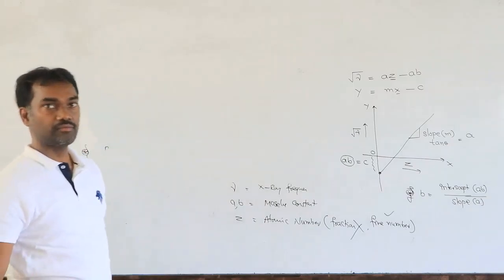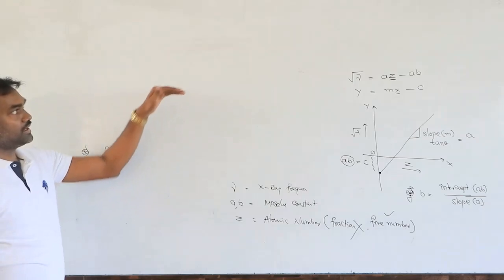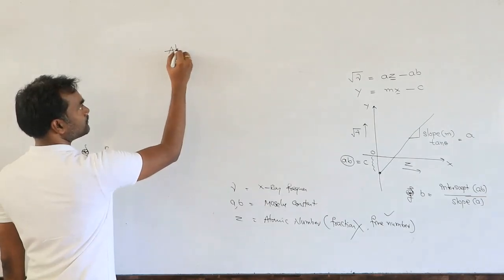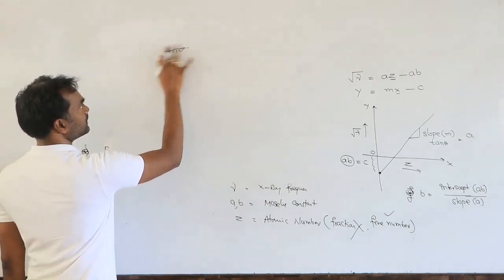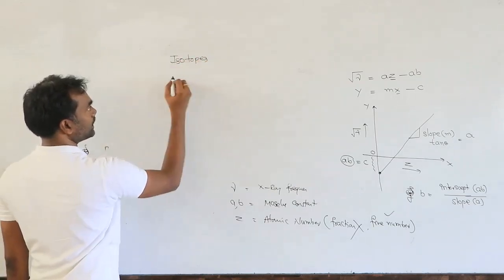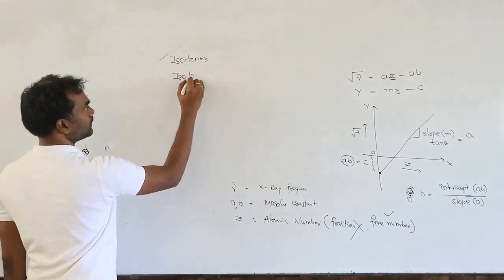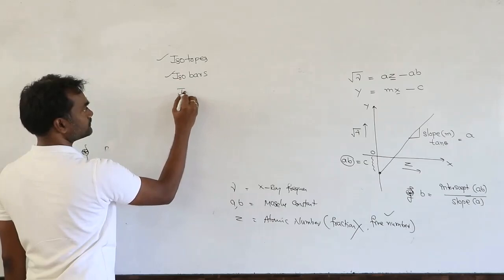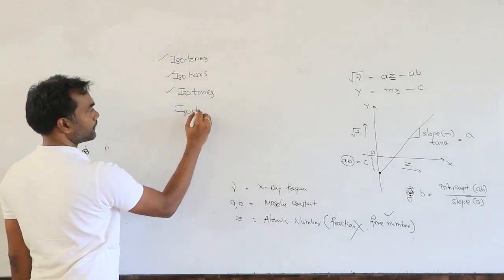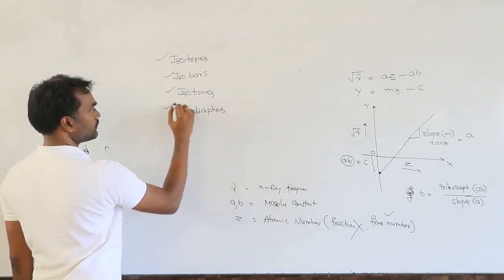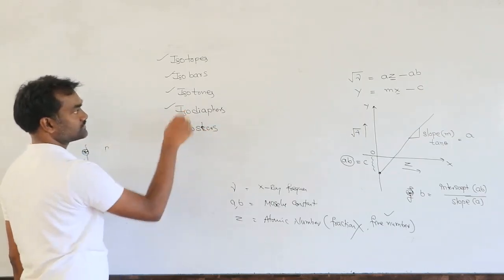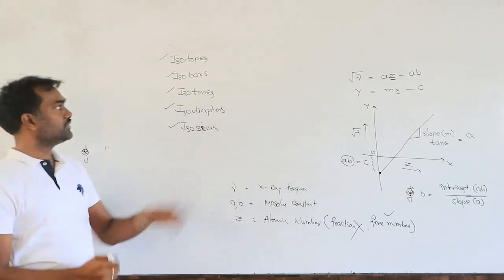In the next class we will discuss isotopes and isobars. Based on atomic number and mass number, different types of atoms are classified into isotopes, isobars, isotones, isodiaphers, isostars. These things we will discuss in the next class.